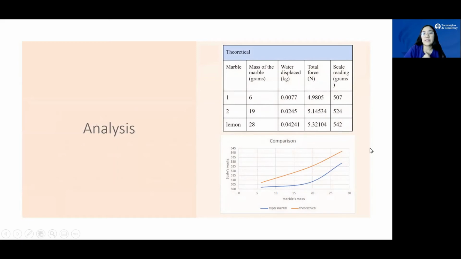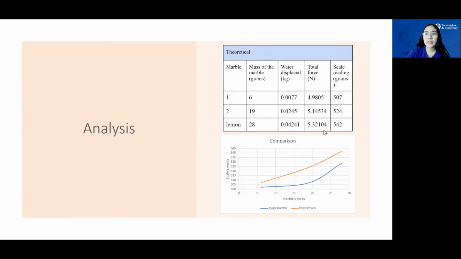Then here's another part of the analysis where we have the theoretical results with each marble, the mass of the marble, the water it displaces, its total force, and what the scale reading should be in grams. And at the bottom, we have a comparison with the experimental results in blue and the theoretical results in orange.